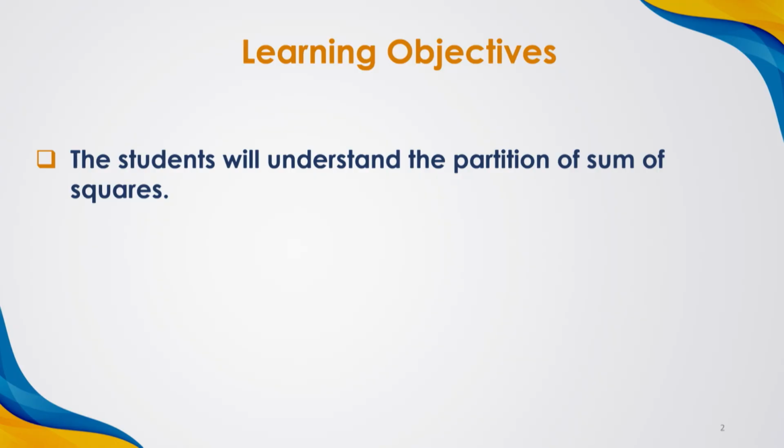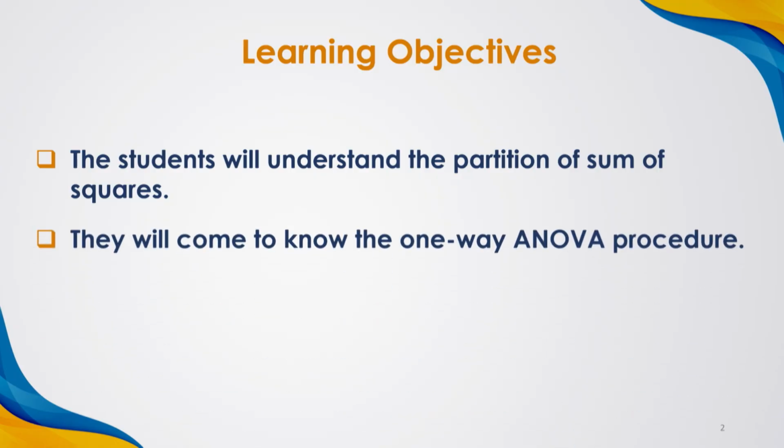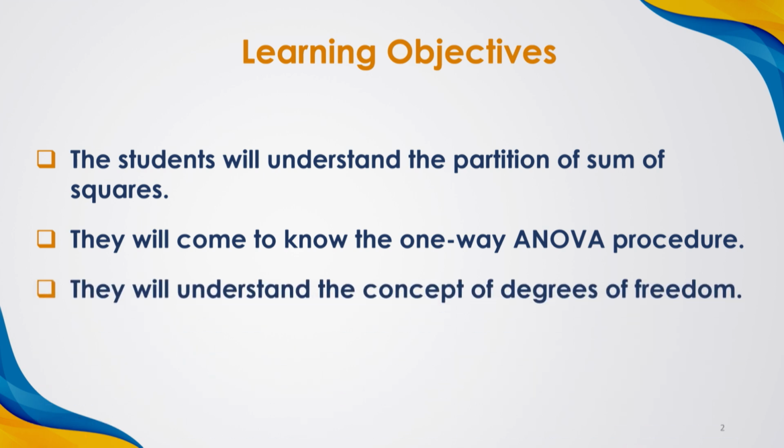After completing this module, the students will understand the partition of sum of squares. They will come to know the one-way ANOVA procedure. They will also understand the concept of degrees of freedom. In this part, we are going to discuss partition of sum of squares in one-way ANOVA.